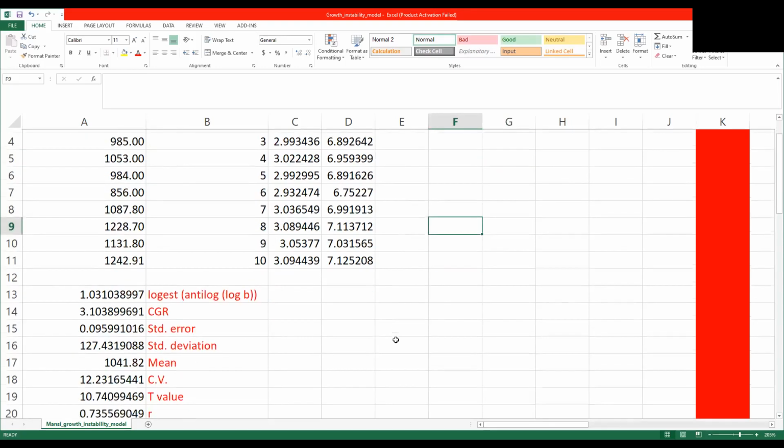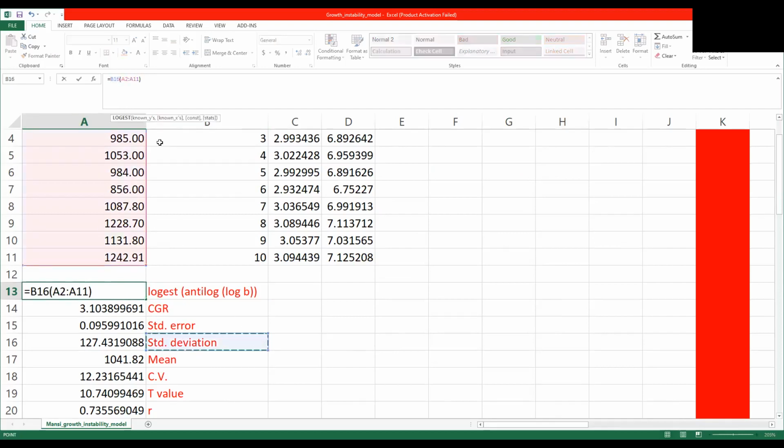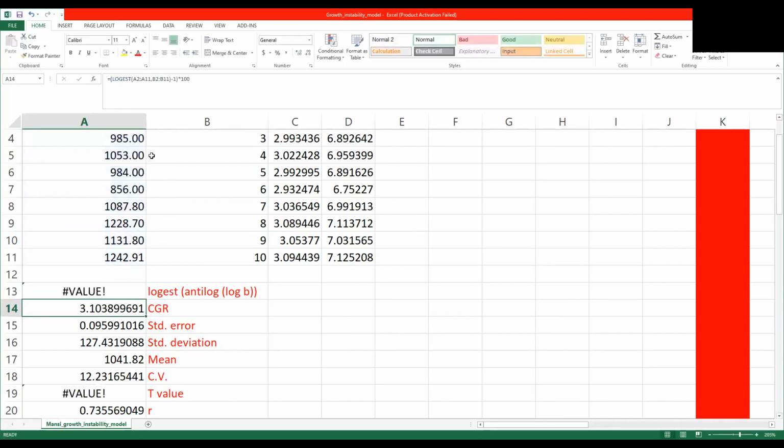Now the thing is, you see, we can use the LOGEST function in Excel, which will help us in estimating the anti-log of log b. What is anti-log of log b?